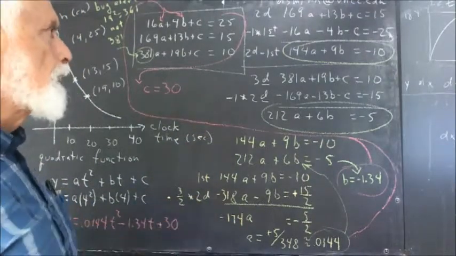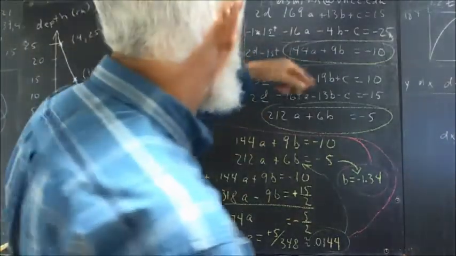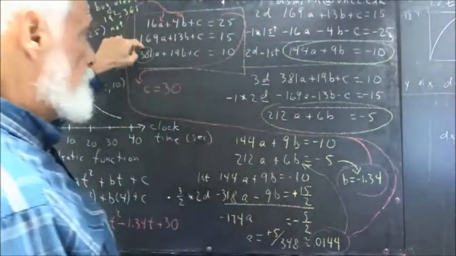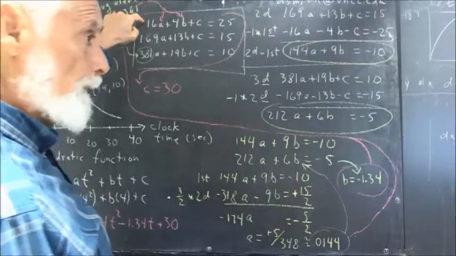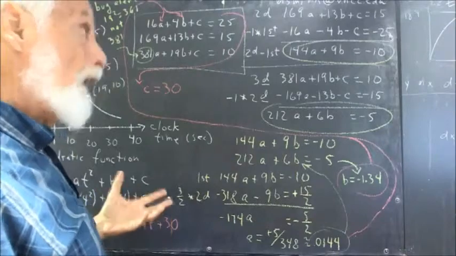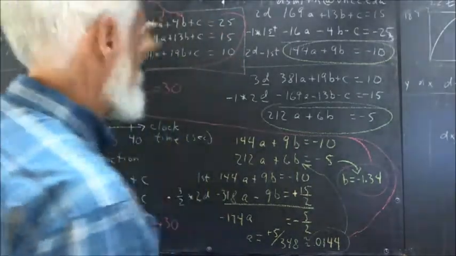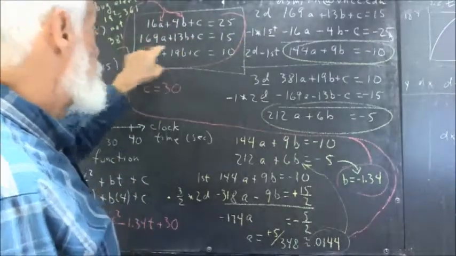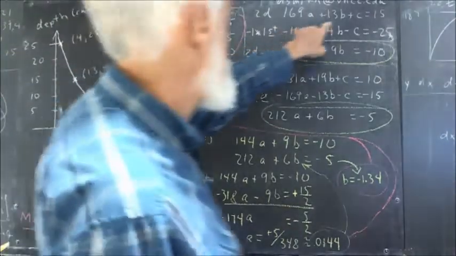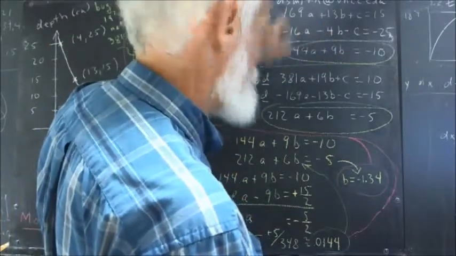So if we're interested in doing our work accurately, it's a little better to subtract the first from the second than to subtract the second from the first. But it could be done either way. There's no compelling reason why you have to do it that way. In any case, that's the way I did it. And so what I've done is I've written down the second equation, 169a plus 13b plus c equals 15, repeated here, and labeled that the second equation.